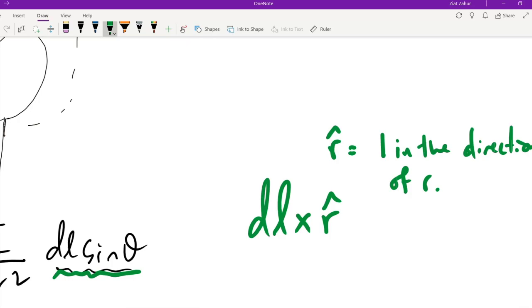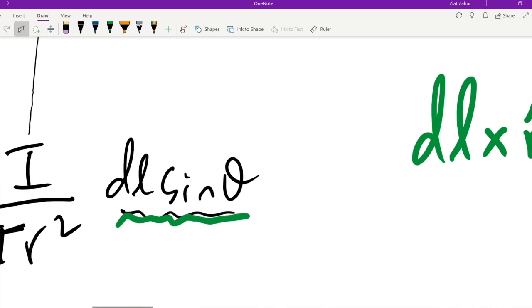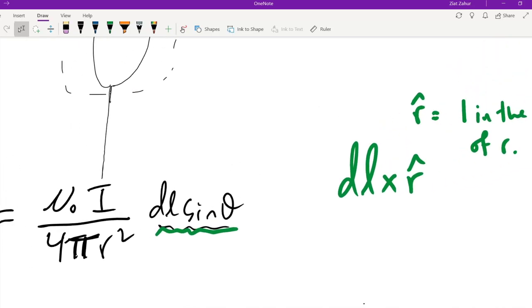That's what it means. Okay, so it's 1 times dl, and that's what dl is. But the direction of r is 1 times sine of theta, because it's a cross product. So dl times 1 times sine of theta gives you the cross product.